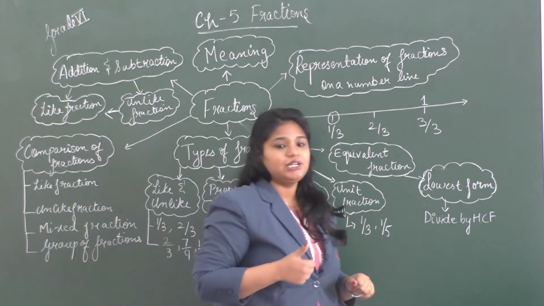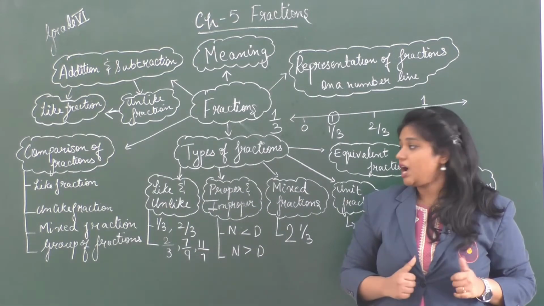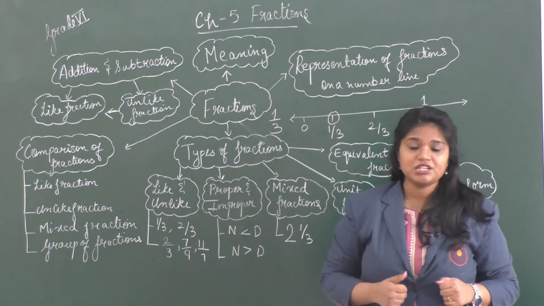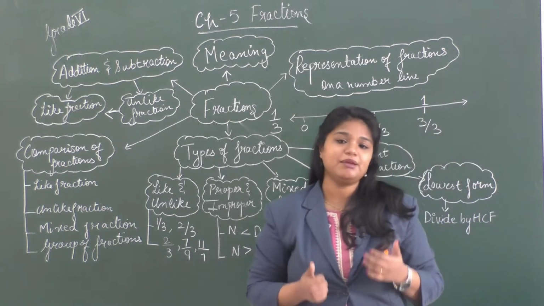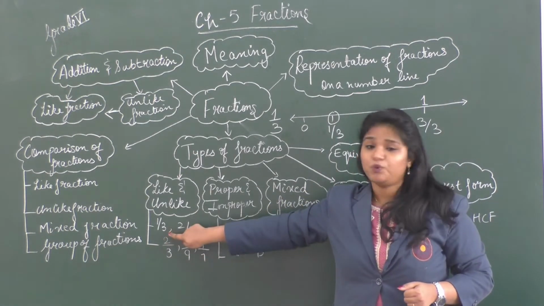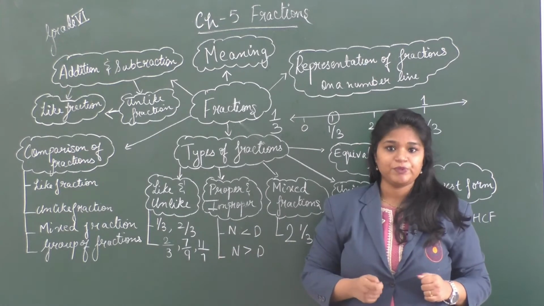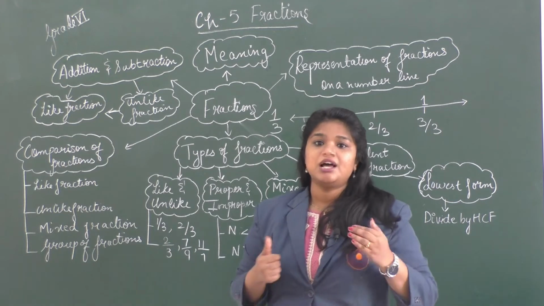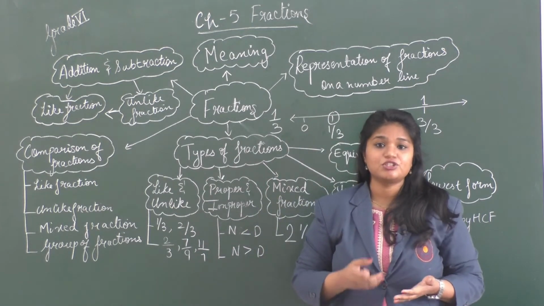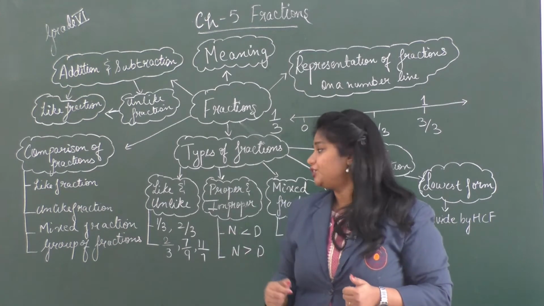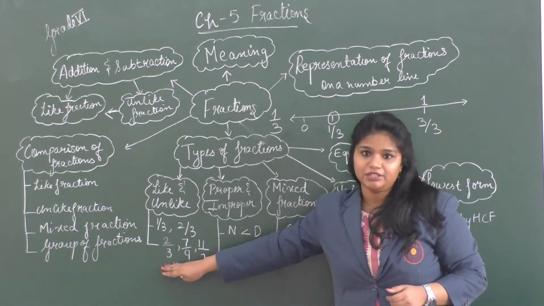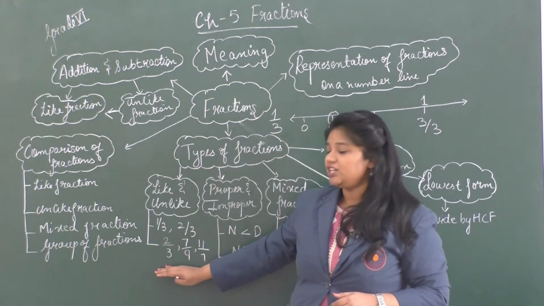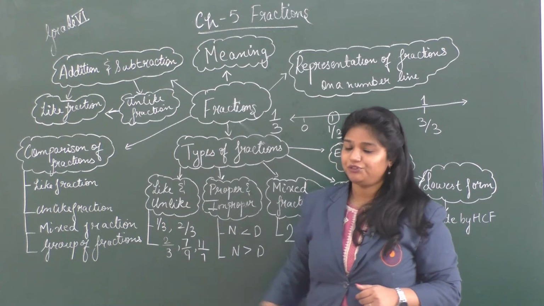Next we learned about types of fractions. We started with like and unlike fractions. What are like fractions? The fractions which have the same denominator. For example, 1 by 3 and 2 by 3. Unlike fraction is completely opposite to like fractions. Unlike fractions are the fractions whose denominators are different. For example, 2 by 3, 7 by 9, 11 by 7. Here the denominators of all the 3 fractions are different.